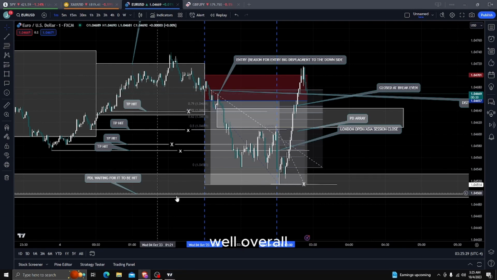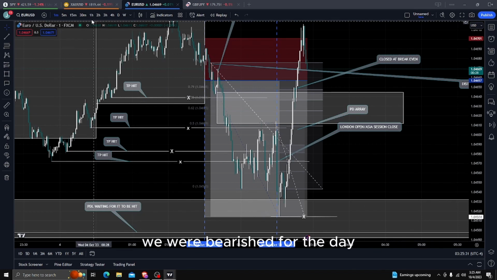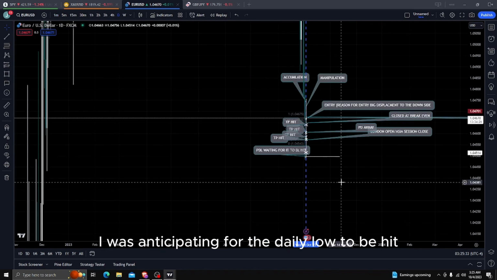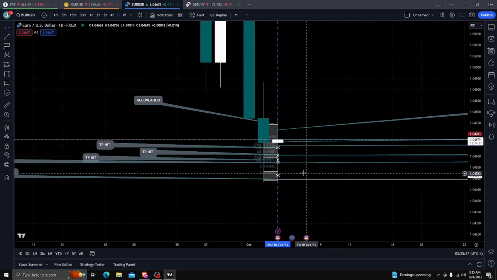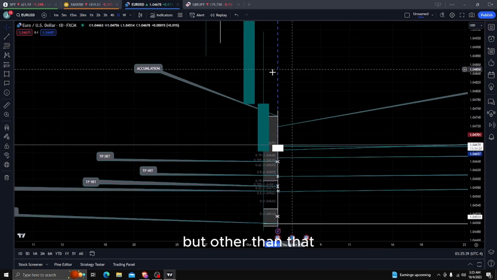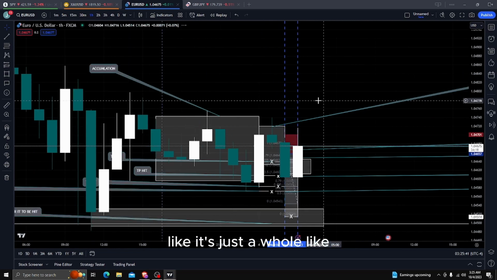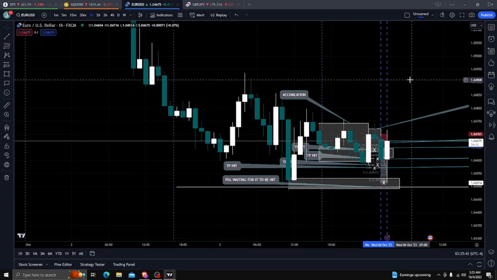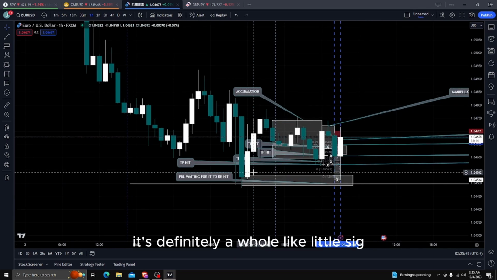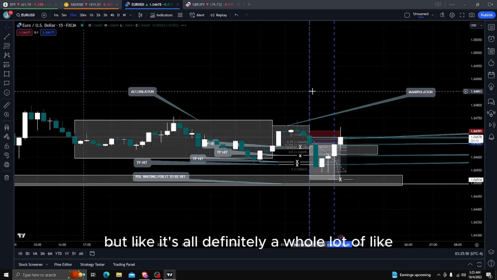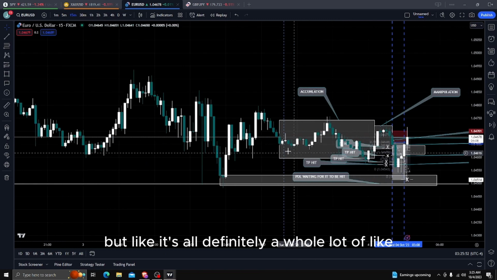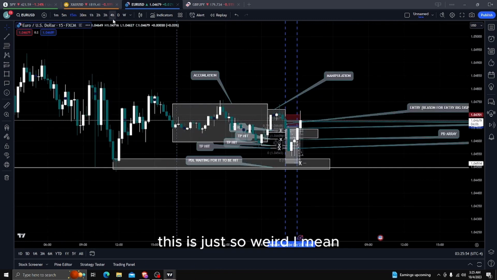But overall, that's kind of really it. We were bearish for the day. I was anticipating the daily low to be hit. You can't see it right now, but that's okay. Other than that, it's definitely a whole lot of nothingness here. This is just so weird.